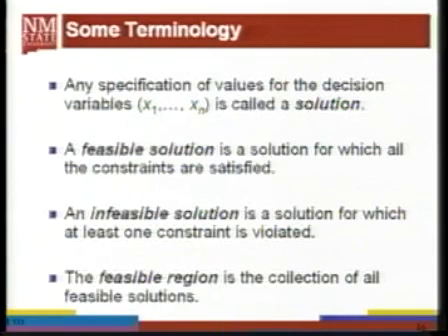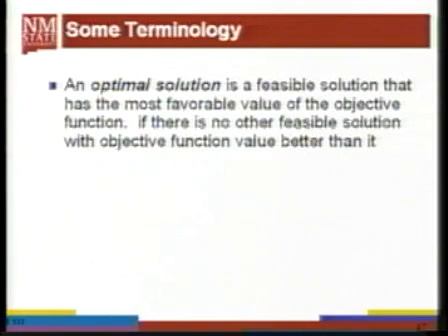So the feasible region for an LP is the set of all the points satisfying all the LP's constraints and all the LP's sign restrictions. Okay? And then an optimal solution is a feasible solution that has the most favorable value of the objective function. I just read this. So if there is no other feasible solution with an objective function value better than that, then the optimal solution is that feasible solution, right?